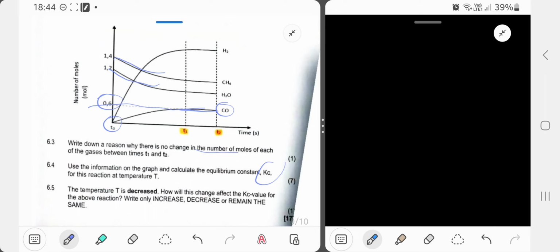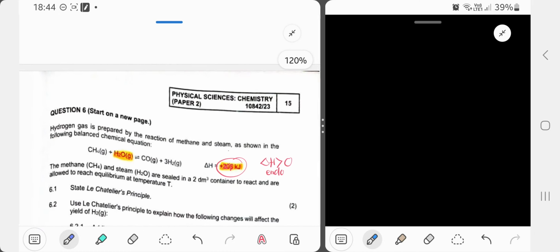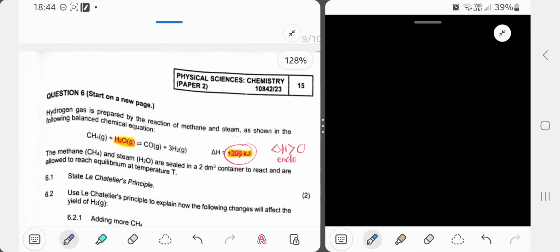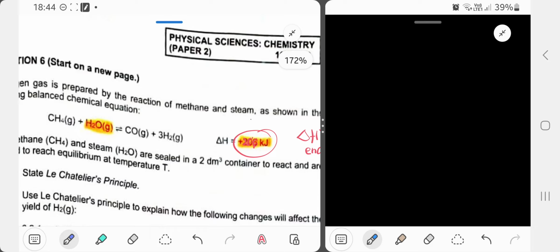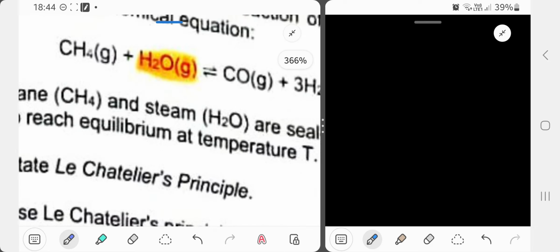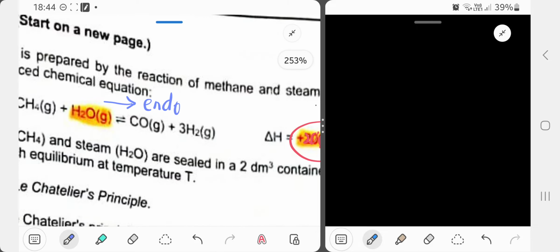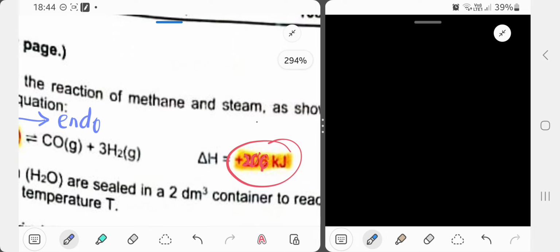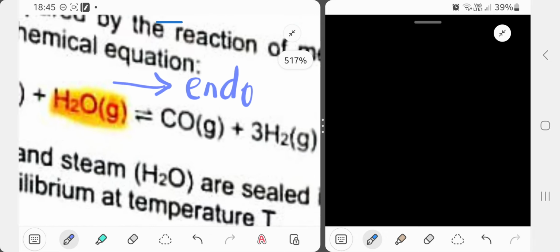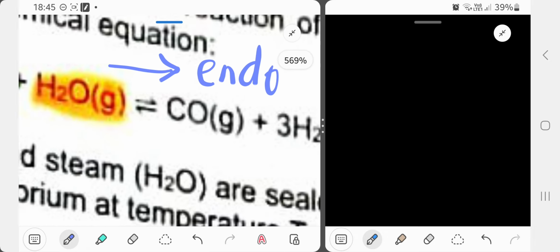Some people say that a decrease in temperature decreases the Kc value. But let's see how it does that, to have a bit of context and understanding of how it works deeper. So now we're talking about temperature, and remember that we identified that this side is our endo. How do we know that side is our endo? It is because our delta H was positive 206. So as long as delta H is positive, our forward reaction is endo, and our reverse is going to be exo.